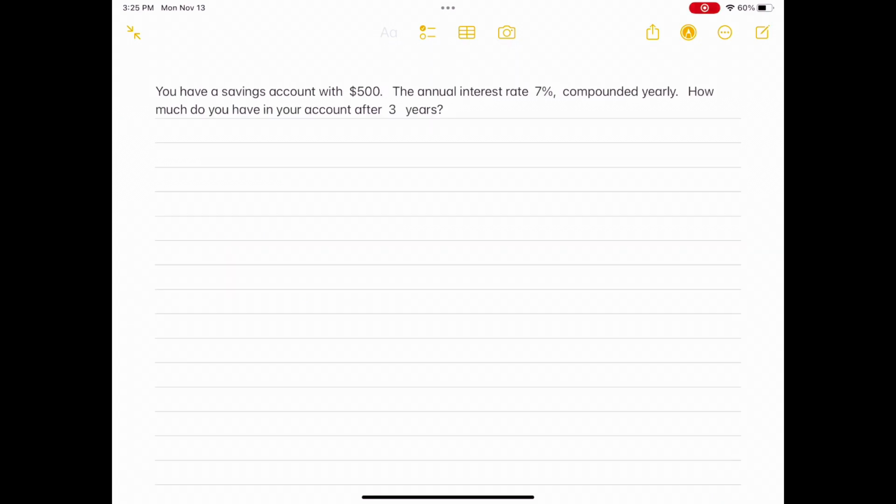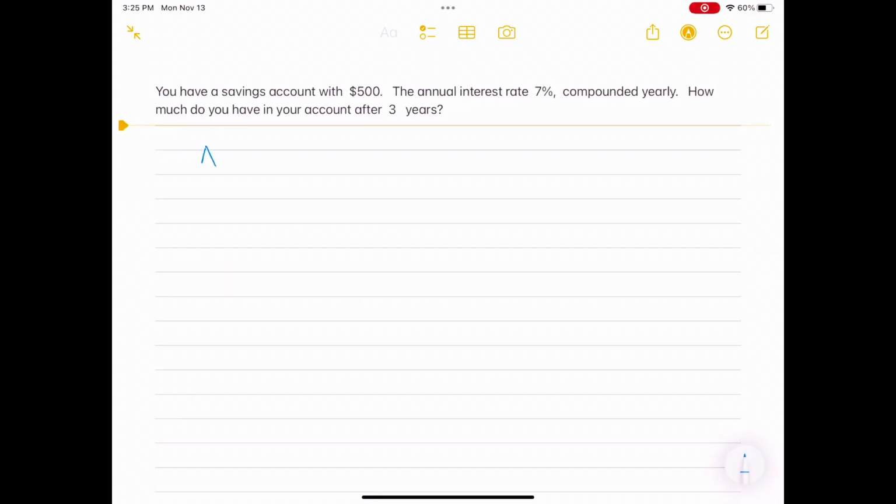You have a savings account with $500. The annual interest rate is 7%, compounded yearly. How much do you have in your account after 3 years? We write down our formula. A equals P times 1 plus R to the nth power.